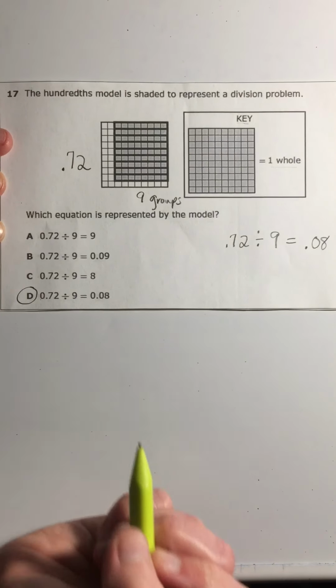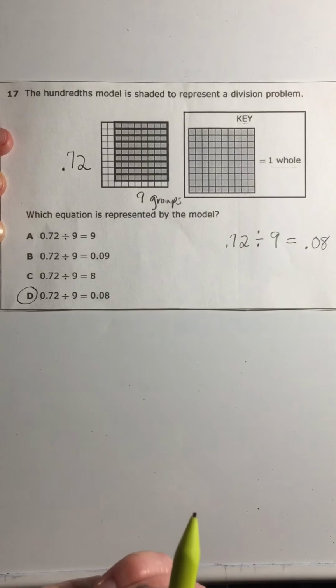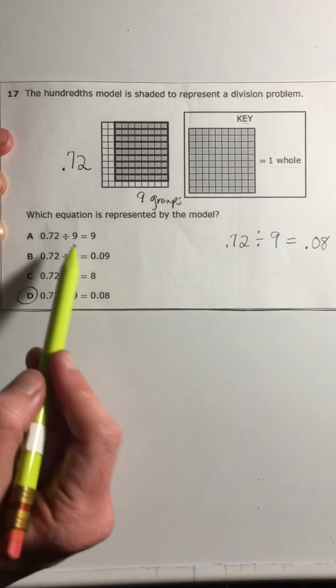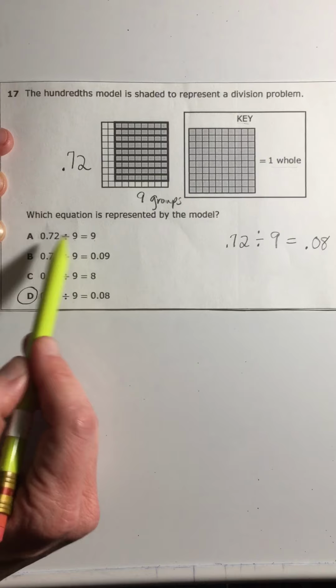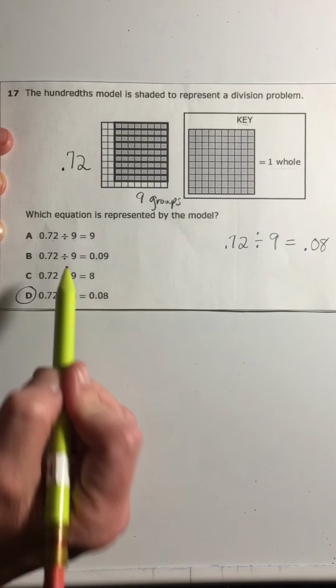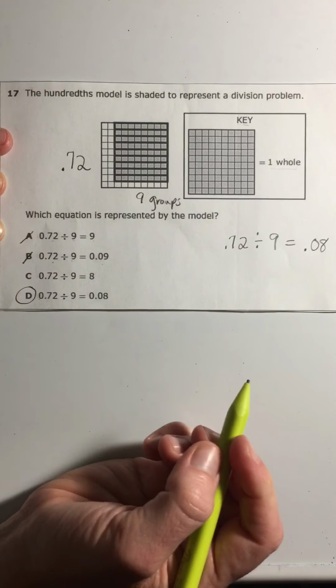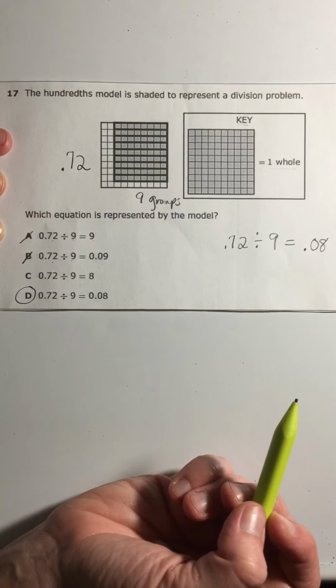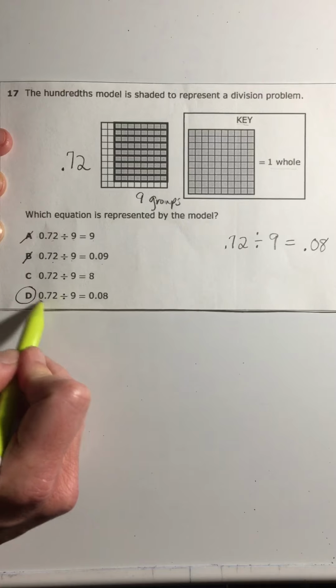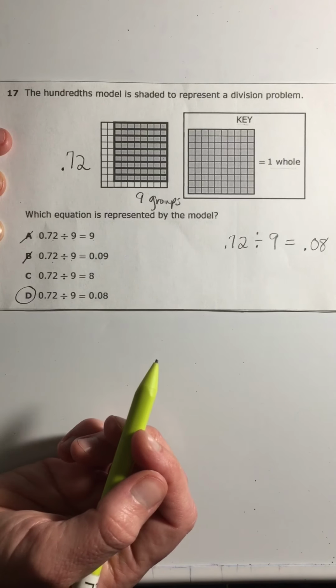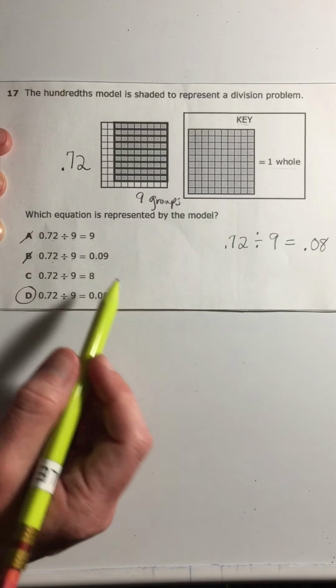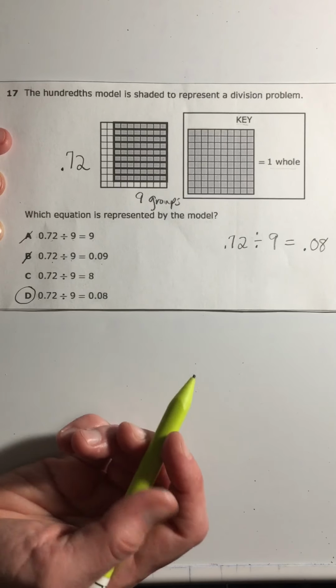Now let's talk about the reasonableness and why these others do not make sense. 9 times 9 does not give me 72. So both of those could be eliminated, because we can use the inverse operation to check the answer. Neither one of those two is a reasonable answer.